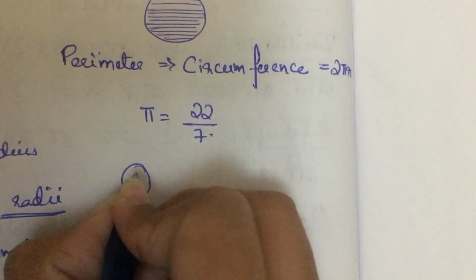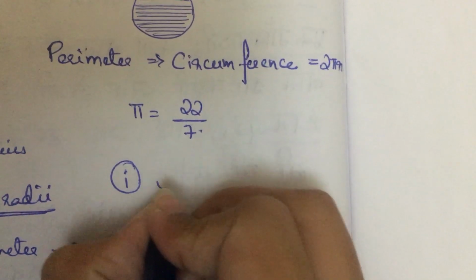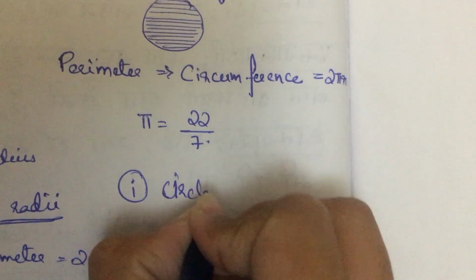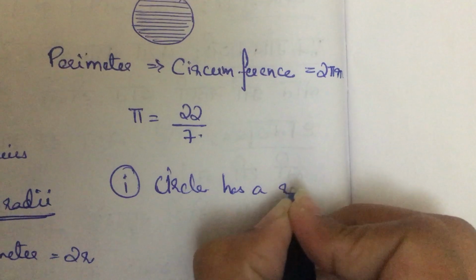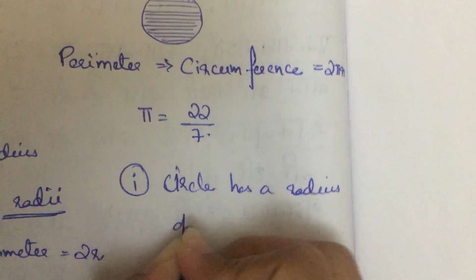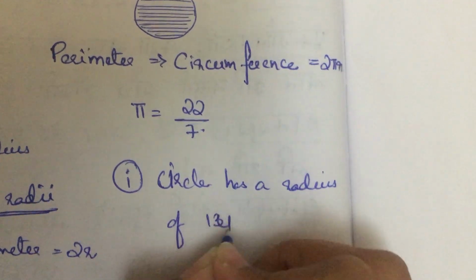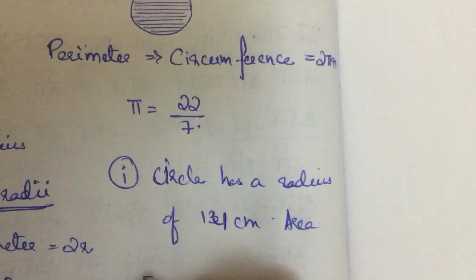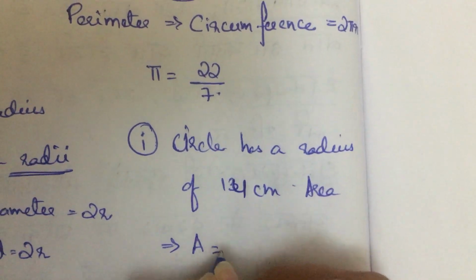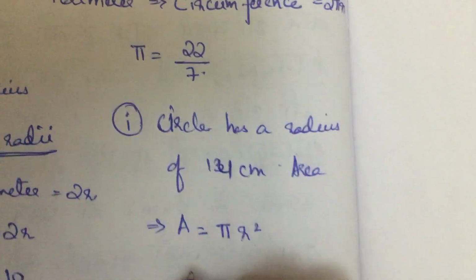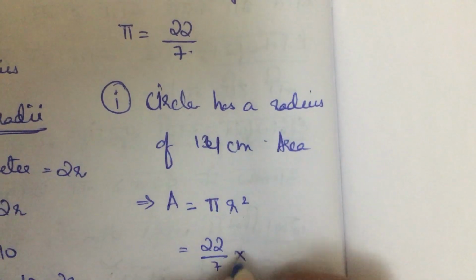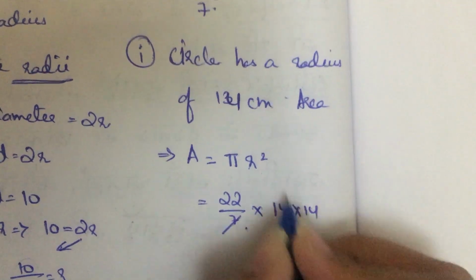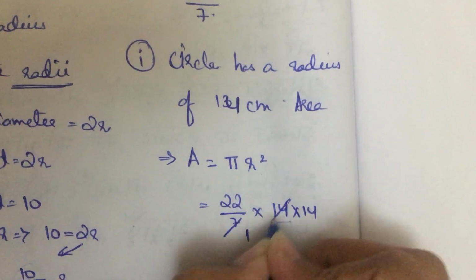Suppose there's one question I am doing, out of the textbook. The circle has a radius of, let's say, 14 centimeters. Find the area. So how do I find the area? The area is equal to pi r square, that is 22 by 7 into r. The r value is 14, so 14 into 14.